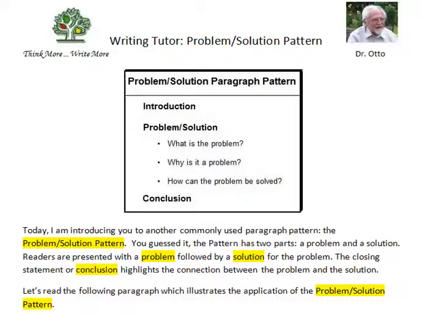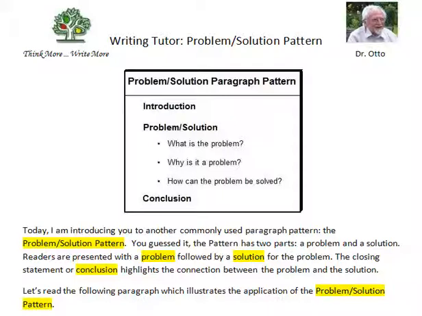Today I'm introducing you to another commonly used paragraph pattern, the problem-solution pattern. You guessed it. The pattern has two parts, a problem and a solution. Readers are presented with a problem followed by a solution for the problem. The closing statement or conclusion highlights the connection between the problem and the solution.